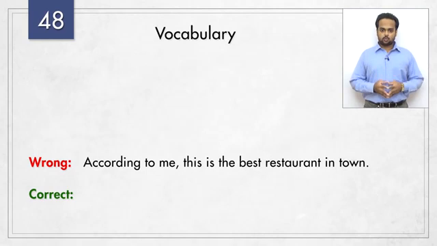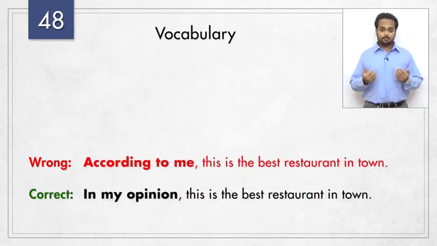All right, here's the next one. "According to me, this is the best restaurant in town." You should say, in my opinion, this is the best restaurant in town. You can say according to when you want to give someone else's opinion. It's wrong to use it to give your own opinion.